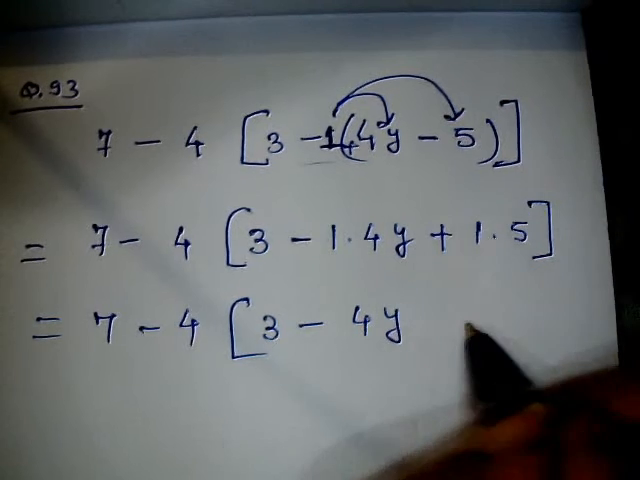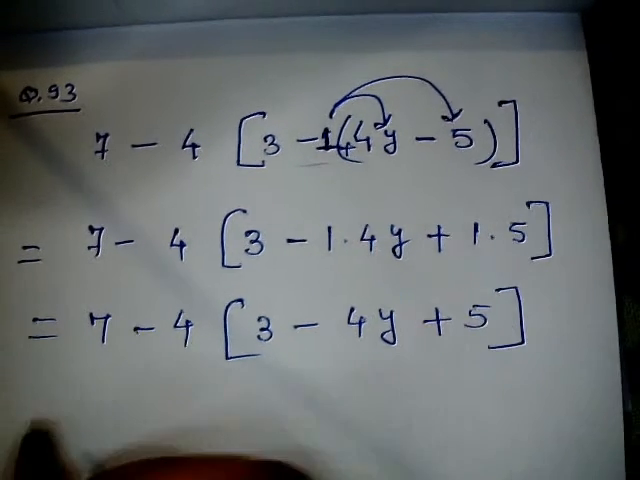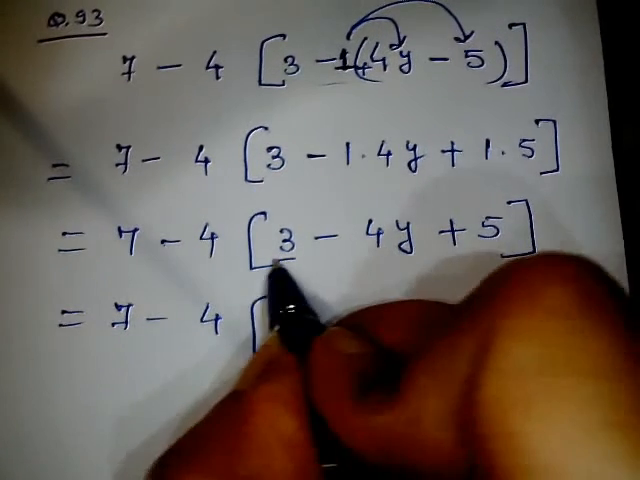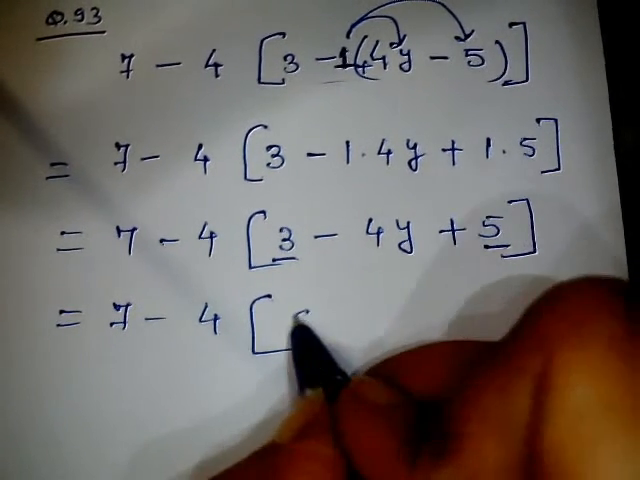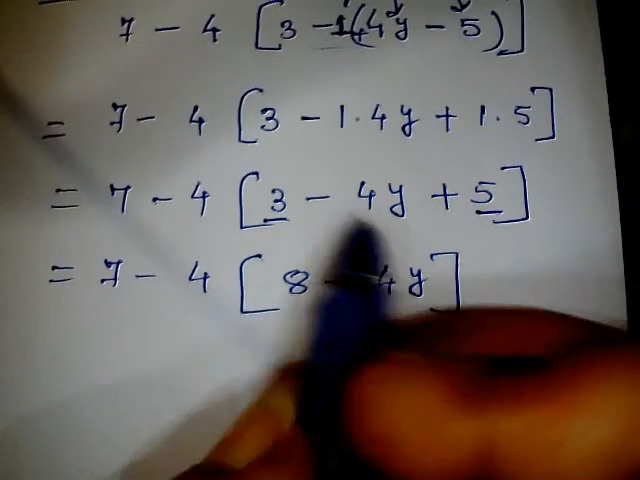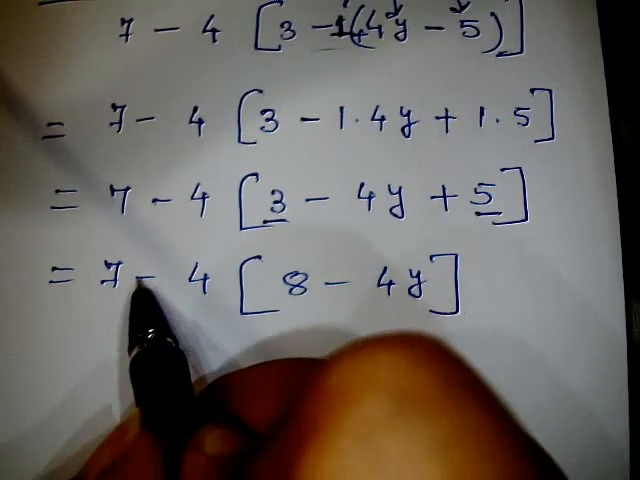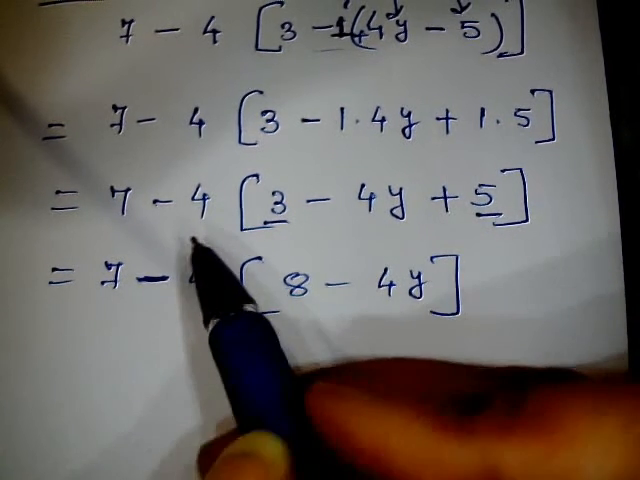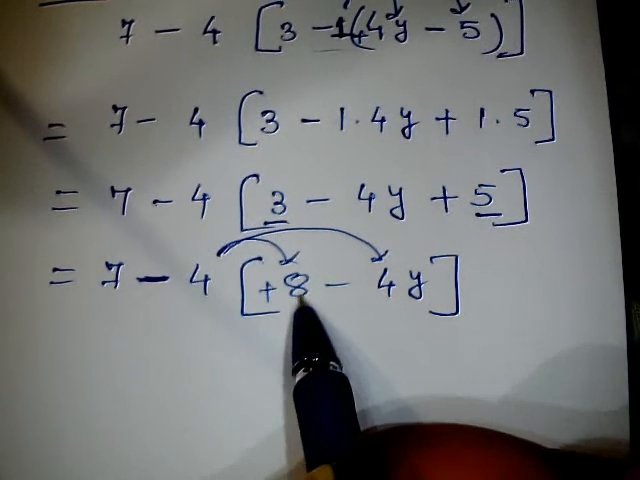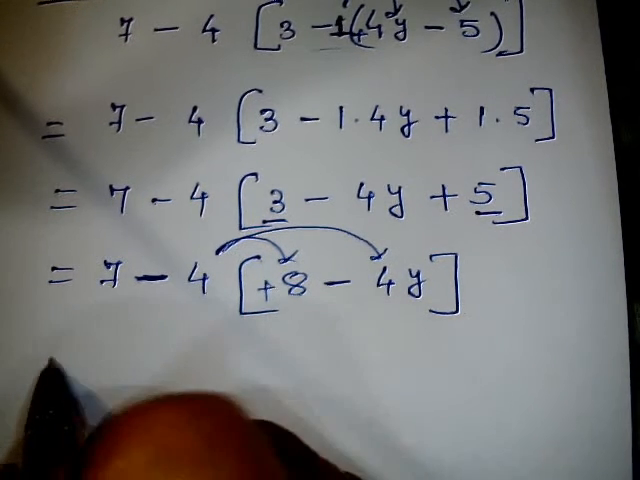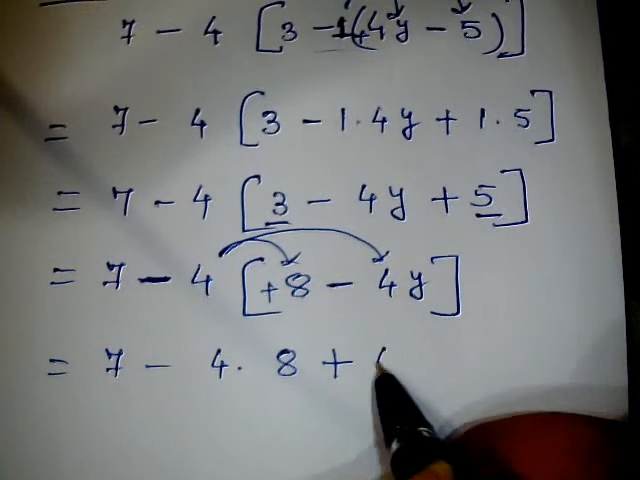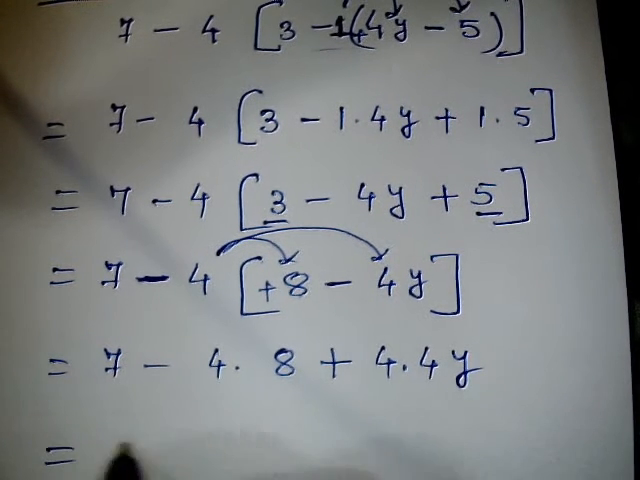Now here we can simplify more because this and this are like terms, so we can add 3 plus 5 is 8 minus 4y. Okay, now you can open this bracket. When you open this bracket, here is negative 4, so this negative 4 is going to be distributed on this and also on this. So this was positive and will become negative, and this was negative so it will become positive. 4 times 8 and this will become 4 times 4y. Okay, 7 minus 32 plus 16y. Okay, now this you can simplify.